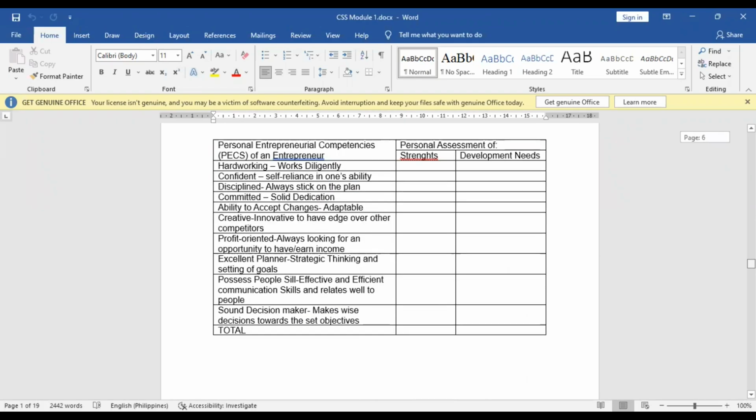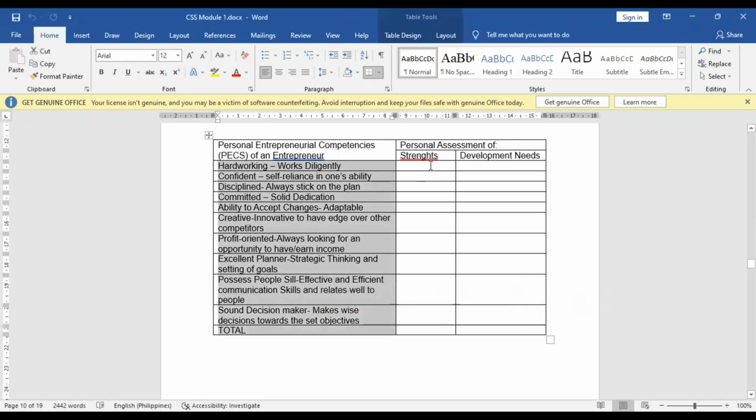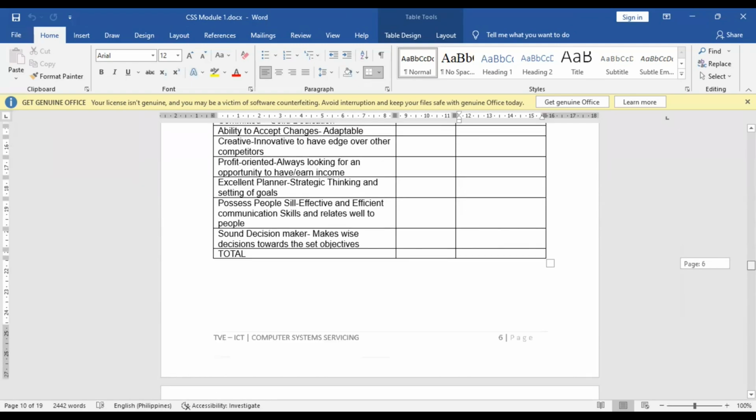So this is just more on the reflection na ang list diri sa competencies of an entrepreneur, you put a check mark if ever makita mo sila sa self mo or you consider them as your strengths. And if ever these competencies wala sa self mo or you need to improve in these competencies, so you will put check mark sa development needs. Depende lang sa imong reflection kung ano ang pag-assess mo sa imong self. So, yan na siya sa yun.